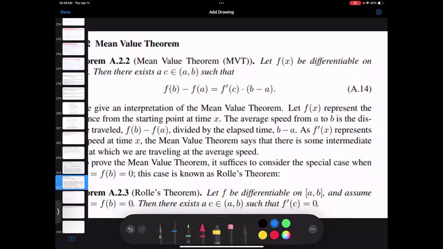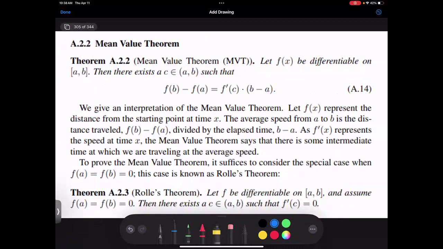The next one is if, in addition to the function being continuous, it's also differentiable, more is true. So if f is differentiable, then there is some c in the interval such that f of b minus f of a is f prime of c times b minus a. You can rewrite this as f prime of c is f of b minus f of a over b minus a. And you can interpret this as, f of b minus f of a, that's the distance traveled. b minus a is the time elapsed. So at some point in time, you're traveling the average speed.